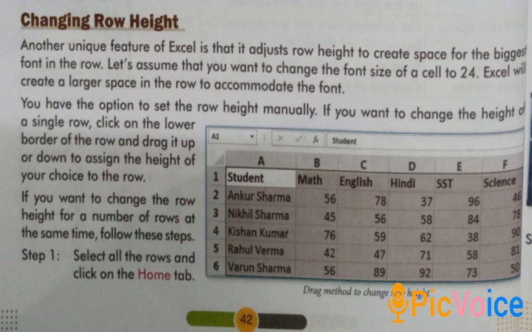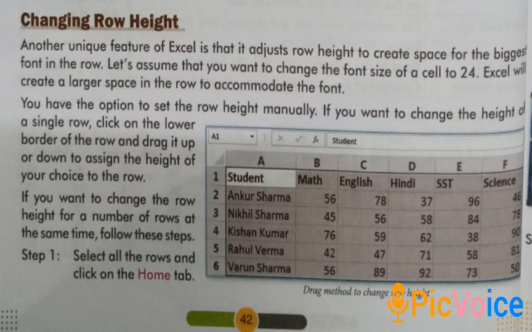You have the option to set the row height manually. If you want to change the height of a single row, click on the lower border of the row and drag it up or down to assign the height of your choice to the row. If you want to change the row height for a number of rows at the same time, follow these steps.